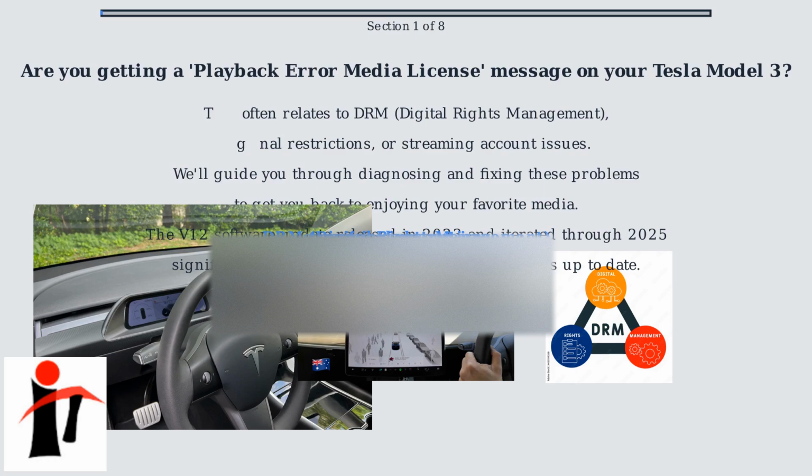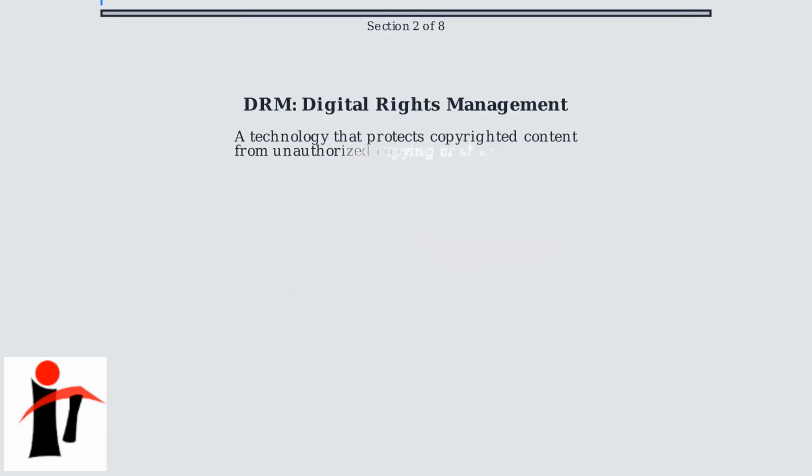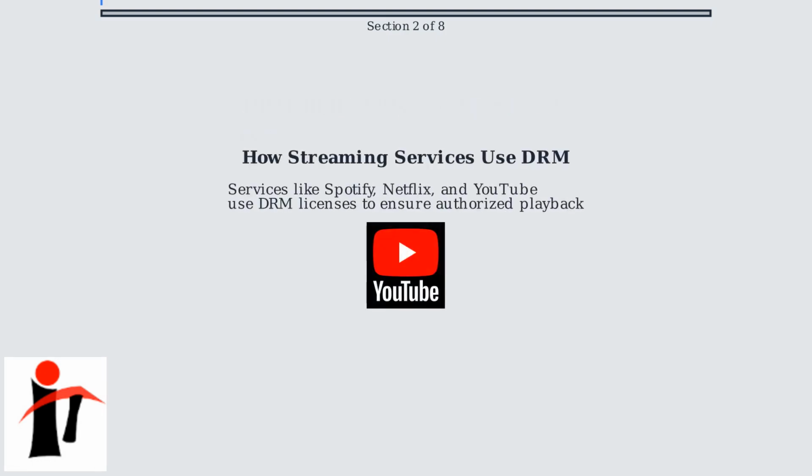up to date. DRM, or Digital Rights Management, is a technology designed to protect copyrighted content from unauthorized copying or sharing. It works by encrypting media files and requiring special licenses to unlock them for playback. Streaming services like Spotify, Netflix, and YouTube use DRM licenses to ensure you're authorized to access their content. These licenses are temporary and must be validated before playback begins.